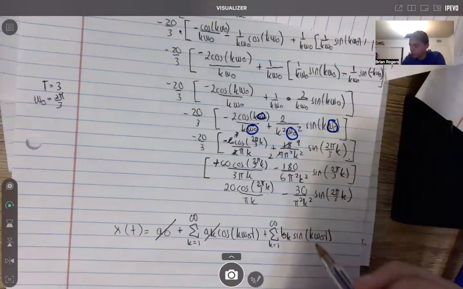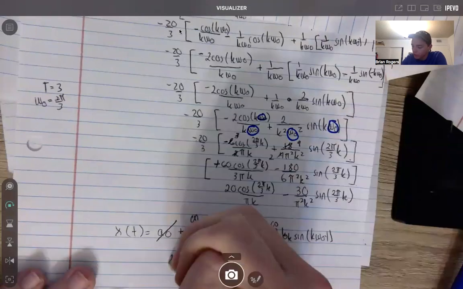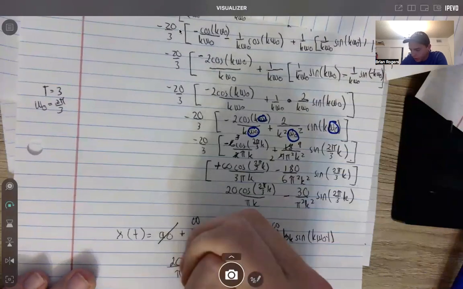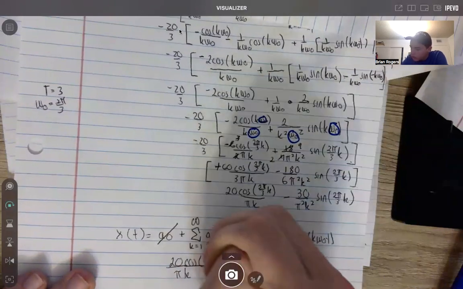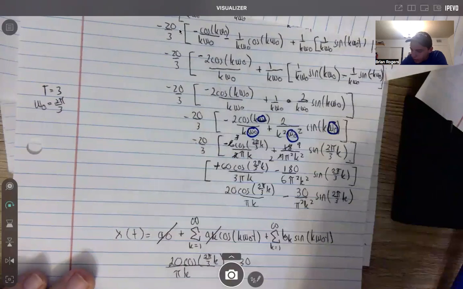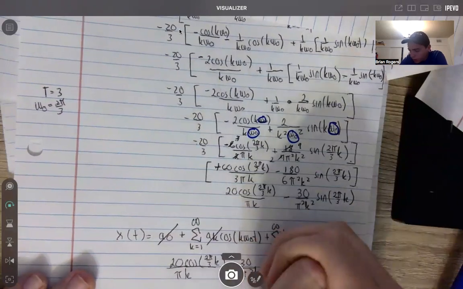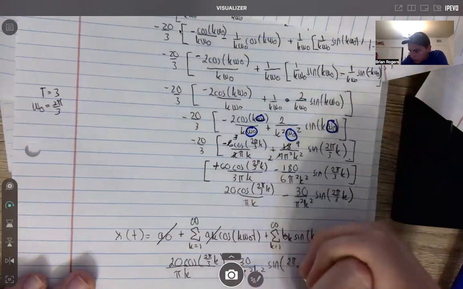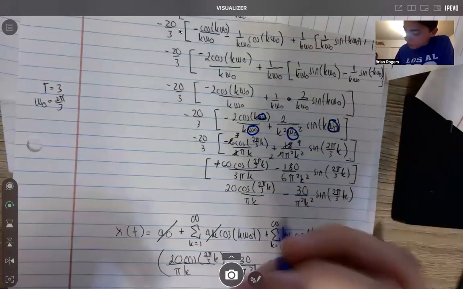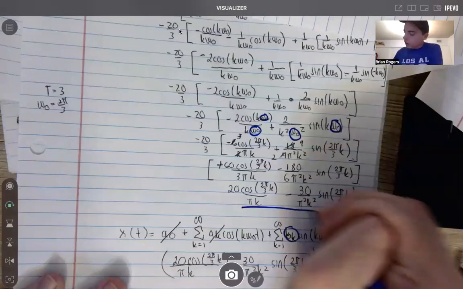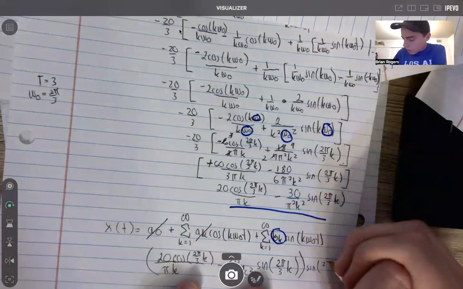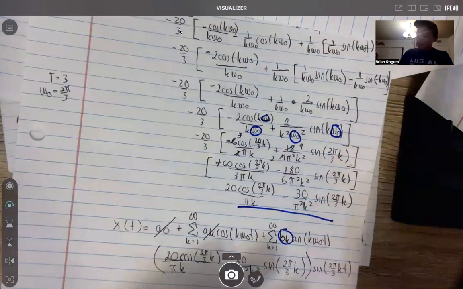So here is what you're going to have as your format. You're going to have 20 over pi k cosine 2 pi over 3k, minus 30 over pi squared k squared sine of 2 pi over 3k. And then everything is multiplied by, because remember, that was only our b of k term up here, sine of 2 pi over 3 kt. There we go. And that is your x of t.